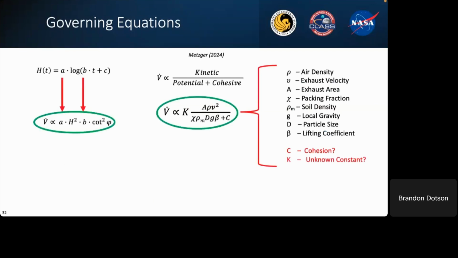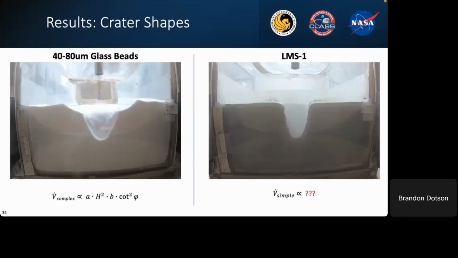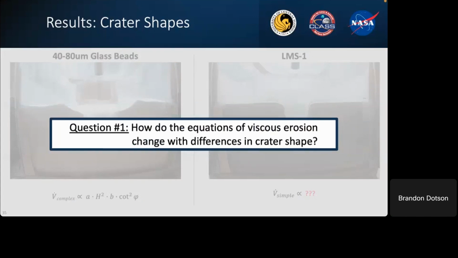Right off the bat, we see that when you use cohesionless soils like these 40 to 80 micron glass beads on the left, you do get that unique complex shape. On the right, though, when you use more cohesive materials like Lunar Mare simulant or Highland simulant, you get a very different shape, which means there's some sort of equation that we don't know yet. How does that change when you have a different shape like that? And where does that boundary exist between different levels of cohesion?